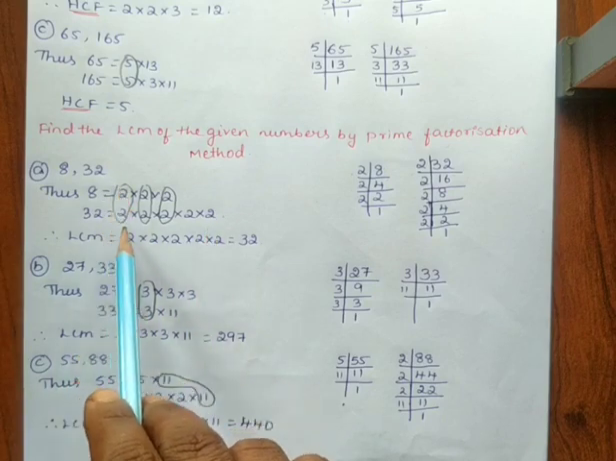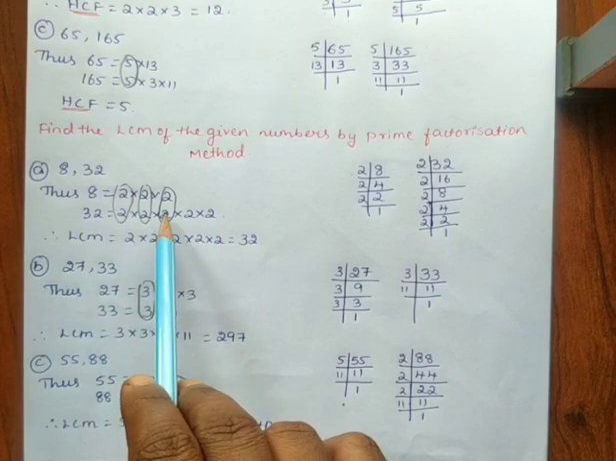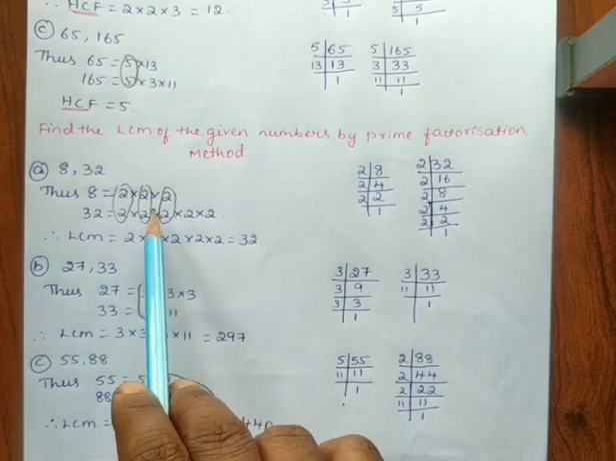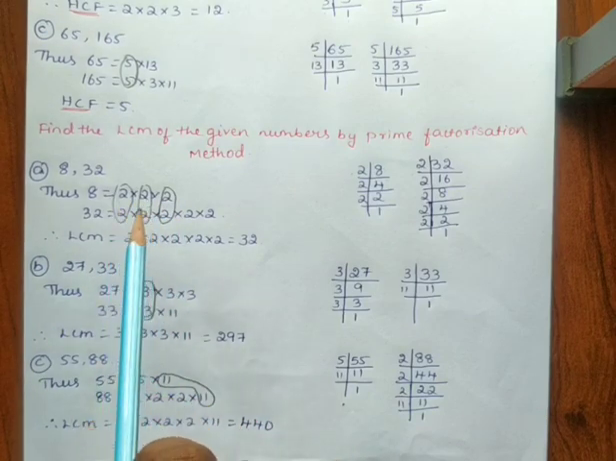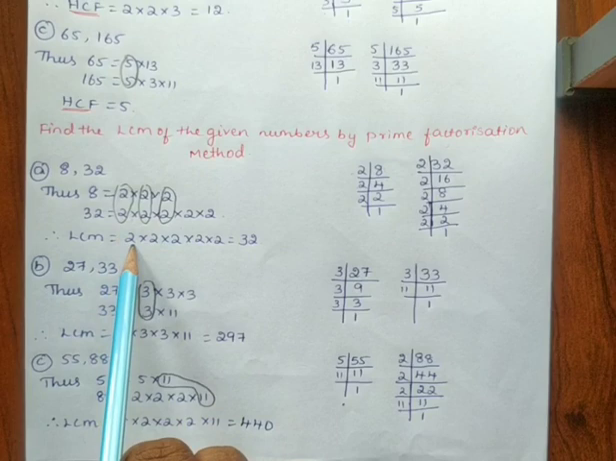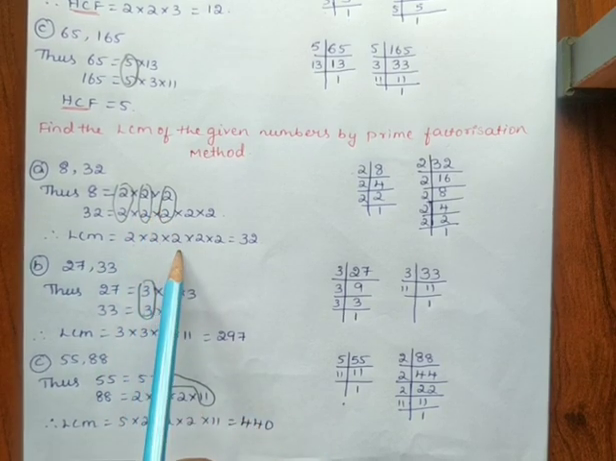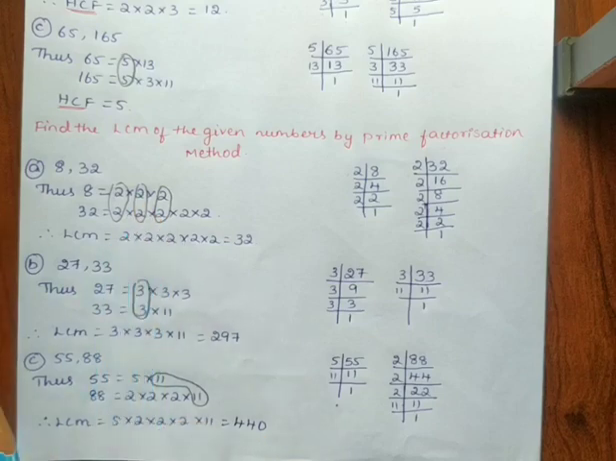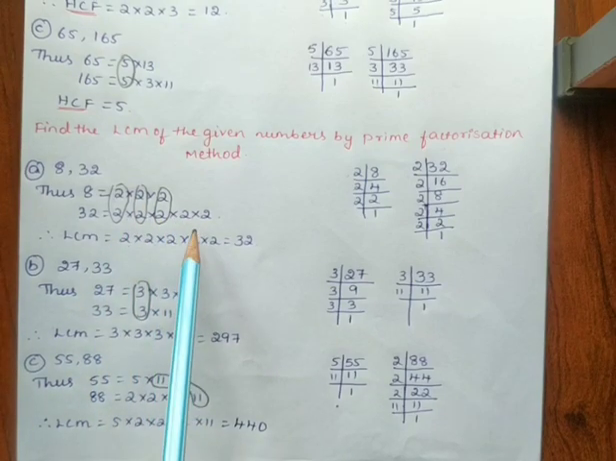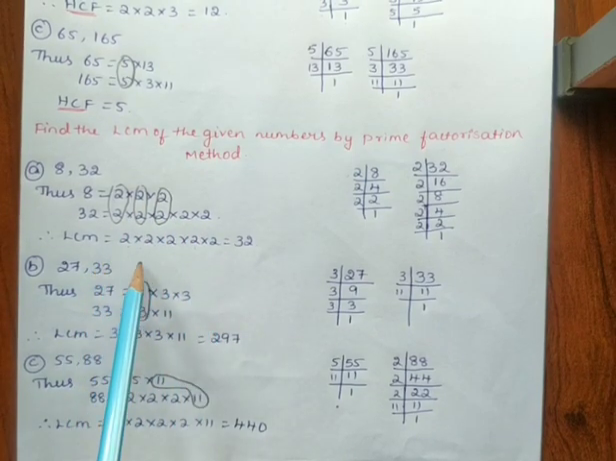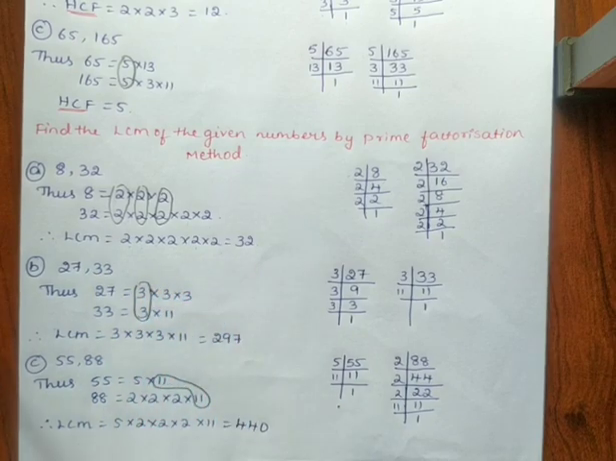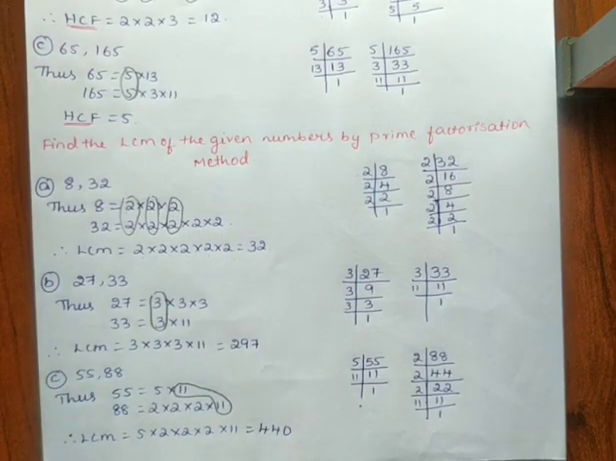Here in these two numbers, 3 2s are common. I have grouped them already. After grouping, you have to take only one 2. So one 2 I have taken, then the remaining 2 into 2. When we multiply these 5 numbers we will get 32. Have you got it now?